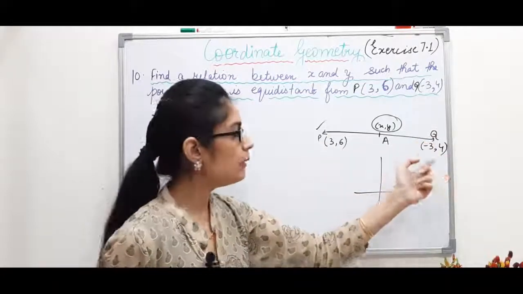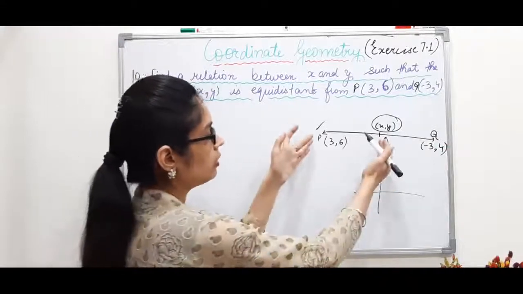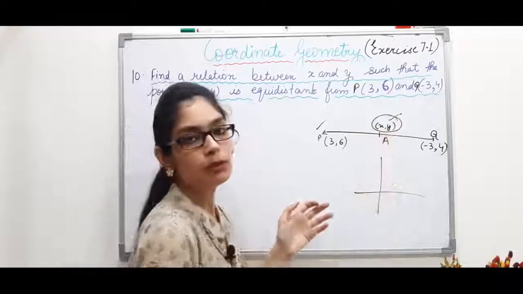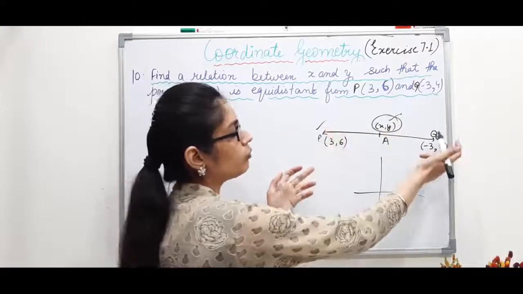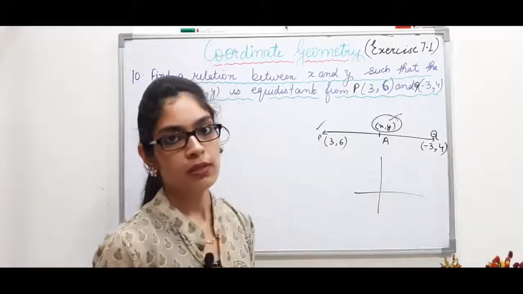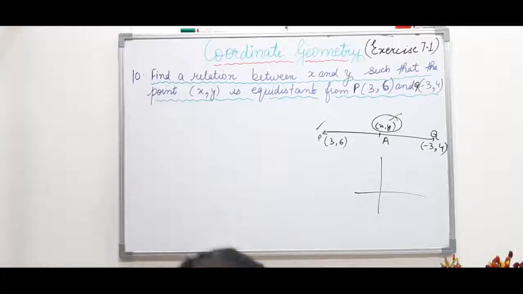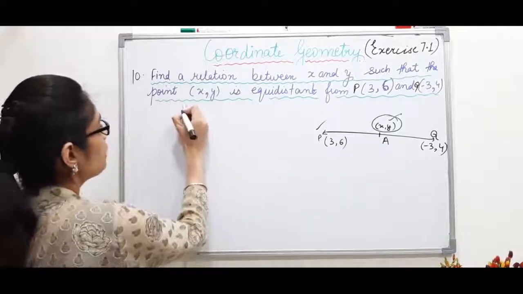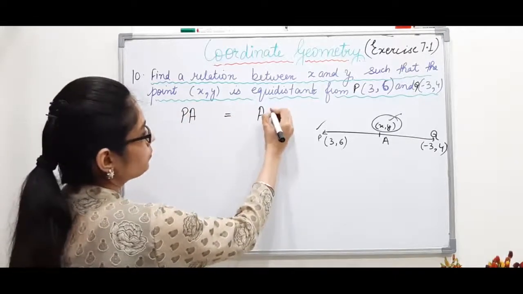Coordinates of point Q is (-3, 4). As per the question, this point A is equidistant from P and Q. Equidistant means its distance is the same from point P and from point Q, the same way as we have done in the previous question. So it is given to us that PA equals AQ.